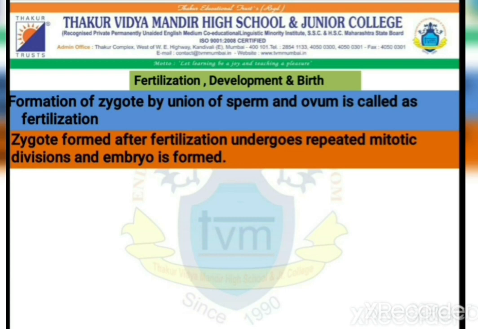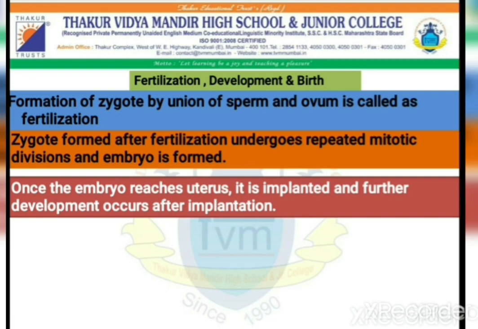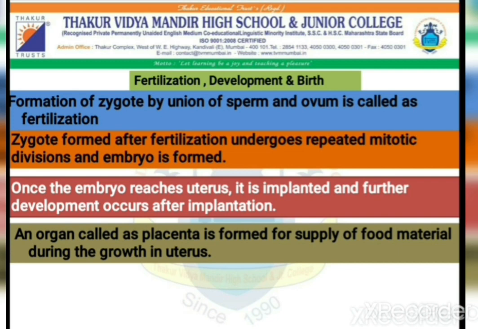The zygote formed after fertilization undergoes mitotic division and gets converted into an embryo. So first fertilization, then formation of a zygote, then the zygote gets converted into an embryo. Once the embryo reaches the uterus, it is implanted and further development occurs after the implantation. That is, the baby starts growing. An organ called the placenta is formed for the supply of food materials during the growth in the uterus. That means as long as the baby is inside the mother's womb, it is provided nourishment by the mother with the help of this placenta.